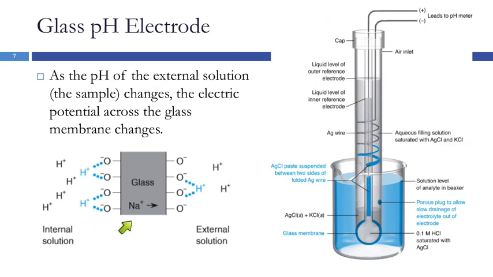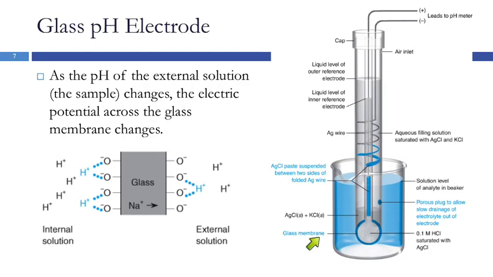So here's an illustration of this glass membrane that separates the inner and outer electrodes. And the glass becomes hydrated. It's silicon and oxygen bonded together, and it frequently has sodium ions associated with these negative oxygens. The sodiums can move, but they'll move very, very slowly. But the hydrogens will selectively bind to the sides of the glass membrane. It's going to be hydrated, and so both sides of the glass will be hydrated. And that's important, and we'll talk about that later.